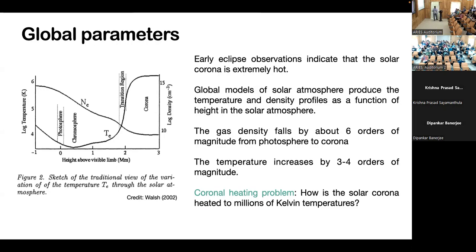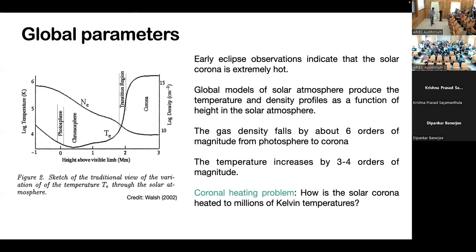One more thing, if you have noticed, the density also falls by about 6 orders of magnitude from here to here. The density scale is on the right side here. So it falls over 6 orders of magnitude; in fact, this is below the photosphere. So if you consider from here, it falls up to 10 power 9 or so. So the density falls over 6 orders of magnitude.